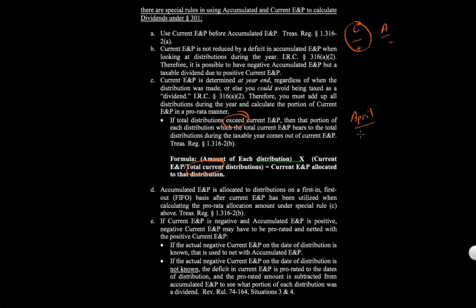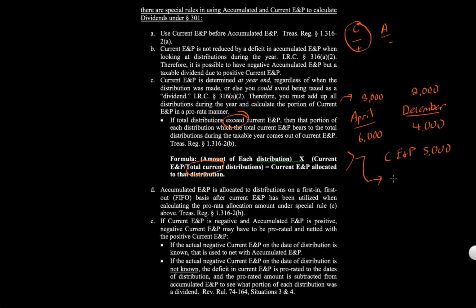In April, we had a distribution of $6,000. In December, we had a distribution of $4,000. And let's say that we have current E&P of $5,000. Under our current E&P analysis, $3,000 goes to April and $2,000 to December because of our formula.